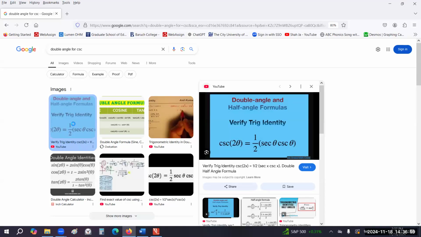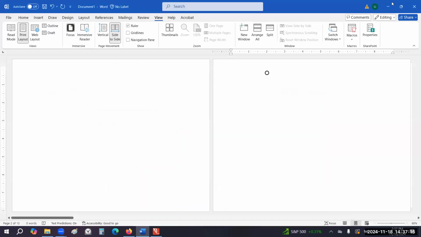Okay, so cosecant of double theta is 1 over 2 secant, but secant is 1 over cosine, and cosecant is 1 over sine. So basically, 1 over sine and cosine, which is 1 over sine of the double angle. Yeah, it makes sense.